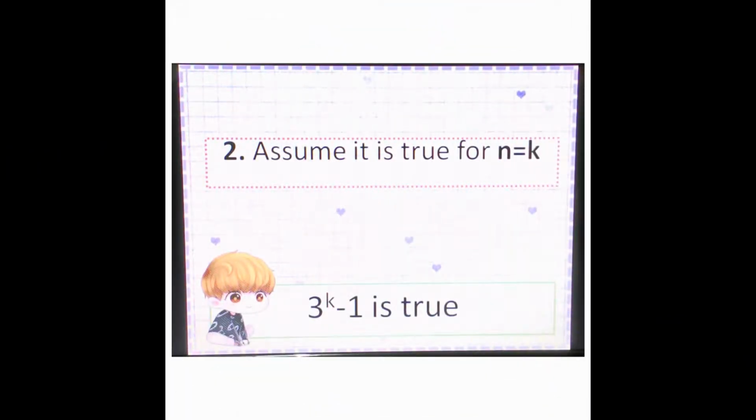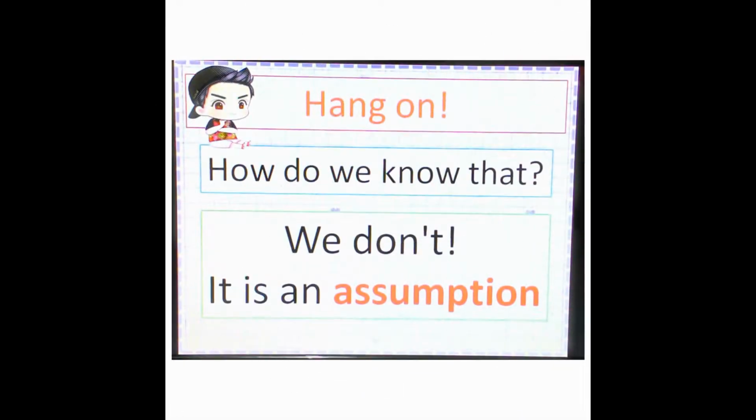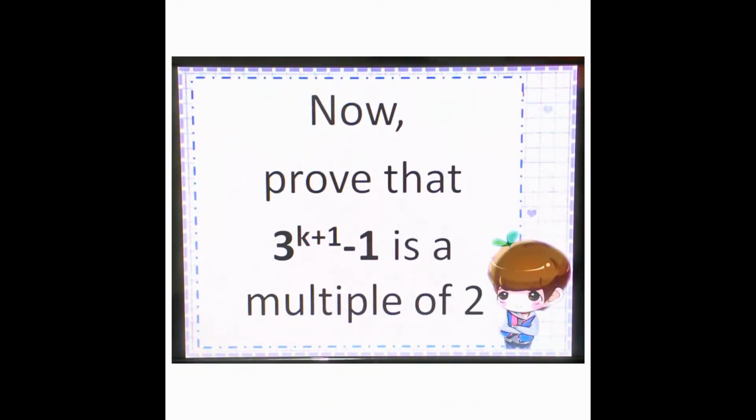Okay, the next step is assume it is true for n equals k. 3 to the power of k minus 1 is a multiple of 2. Hang on, how do we know that? We don't. It is an assumption that we treat as a fact for the rest of this example. Now, prove that 3 to the power of k plus 1 minus 1 is a multiple of 2.